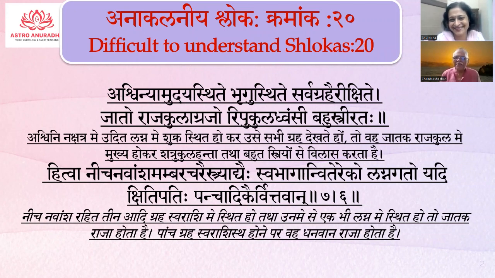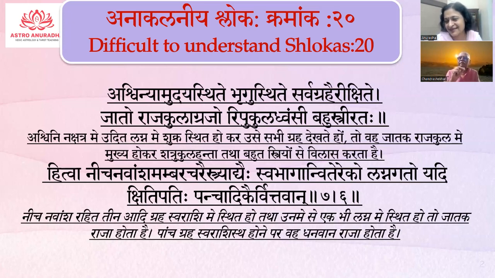What is said is, Ashwinam Udayata Sthite, Bhrugo Sthite, Sarva Graher Rakshite, Jato Raja Kulagrajo, Ripu Kuladhvansi, Bahustri Rata. This means if the ascendant degrees lie in the Ashwini Nakshatra, which is the first 13 degrees 20 minutes, as everybody of you would know, and should Venus occupy it? So obviously, it is Aries Rashi. Yes, the sign is Aries.